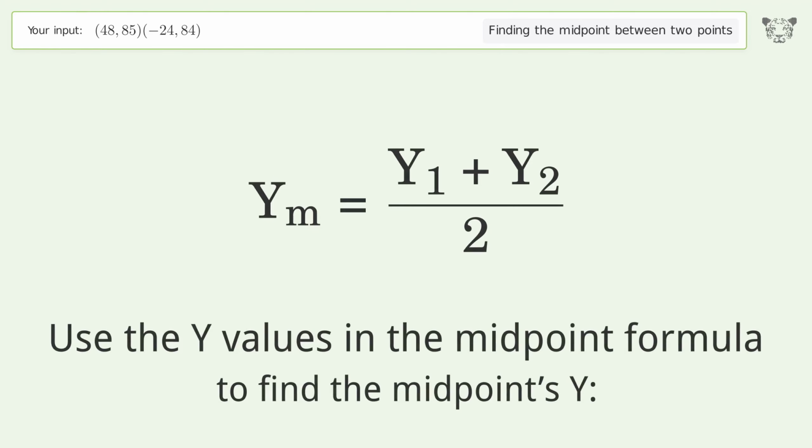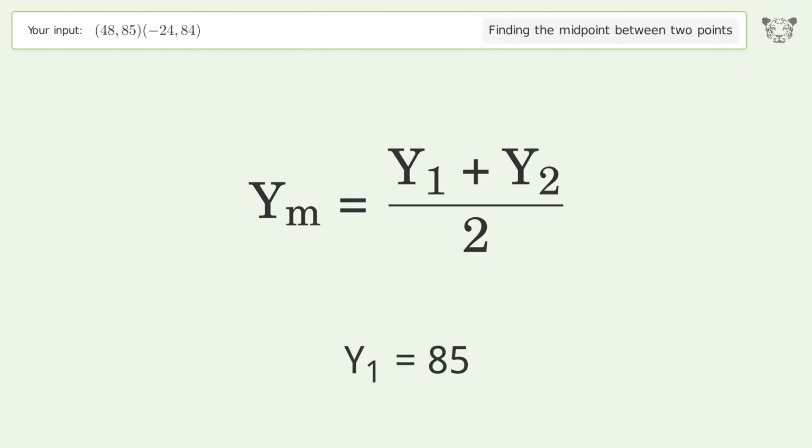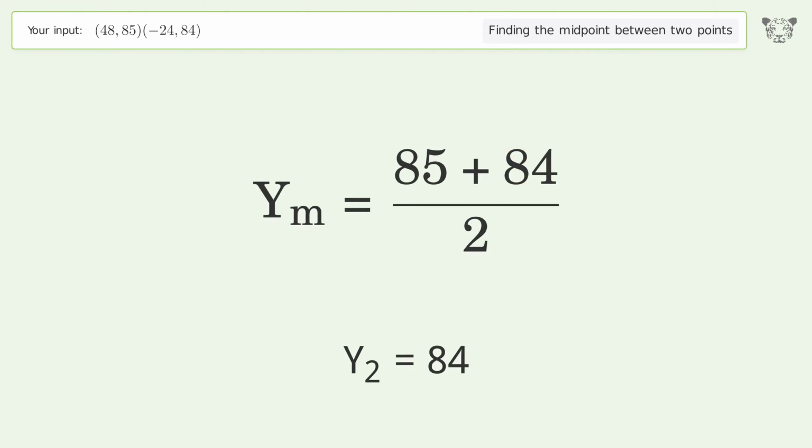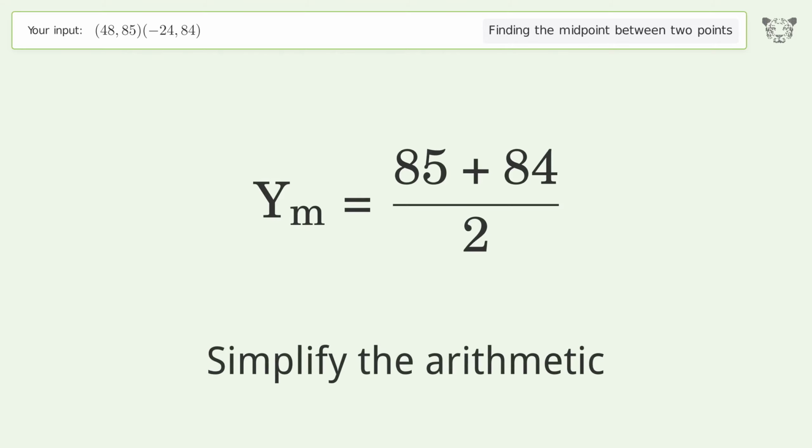Use the y values in the midpoint formula to find the midpoints y. y1 equals 85. y2 equals 84. Simplify the arithmetic.